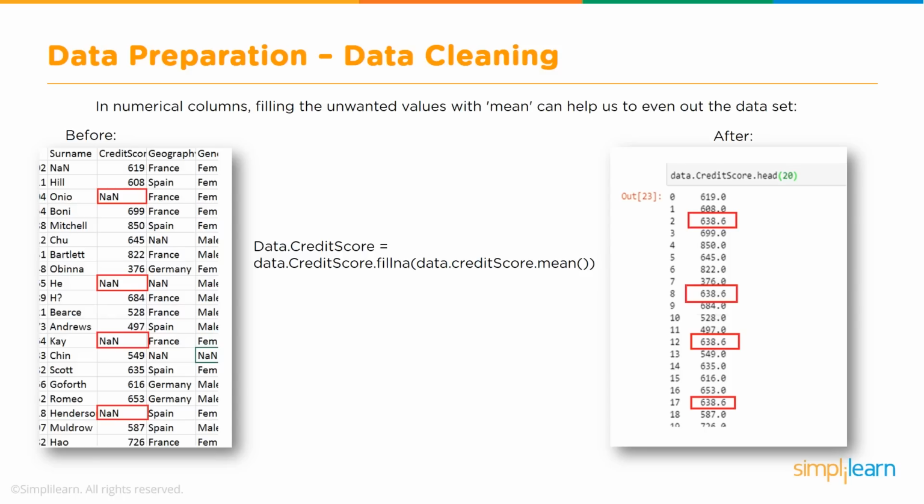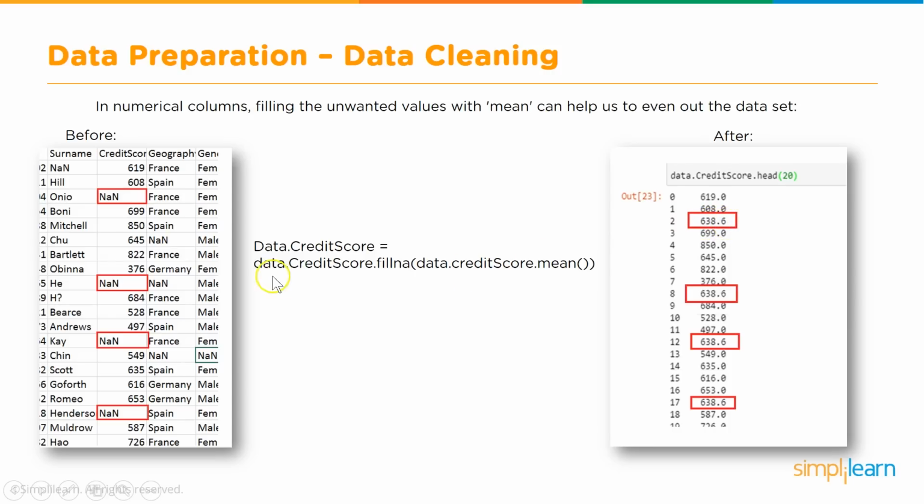For example, we put the mean value. So wherever it is missing, we find the mean for that particular column. In this case, let's assume we have credit score and we see that quite a few of these values are missing. So what do we do here? We find the mean for this column for all the existing values, and we found that the mean is equal to 638.6.